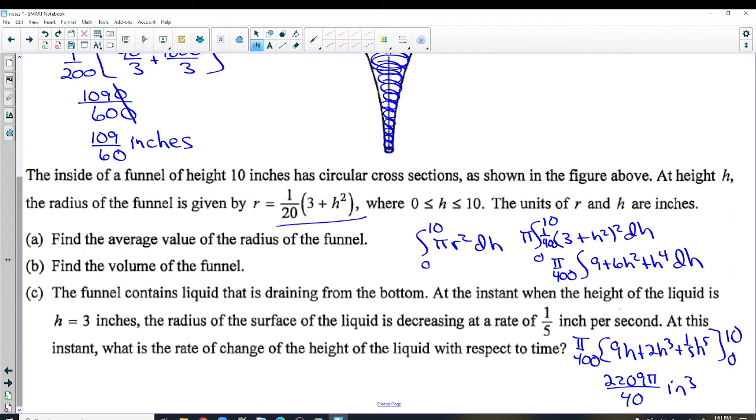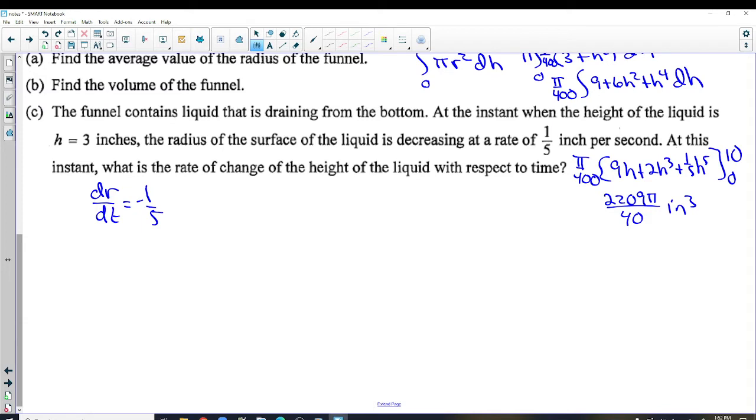All right, finally we get to a related rate question. The funnel contains liquid that is draining from the bottom. At the instant when the height of the liquid is h equals 3 inches, the radius of the surface of the liquid is decreasing at a rate of 1/5. So the radius of the surface of the liquid is decreasing. So dr/dt is equal to negative 1/5 because it says it's decreasing. At this instant, what's the rate of change of the height of the liquid? So they're asking for what is dh/dt with respect to time.